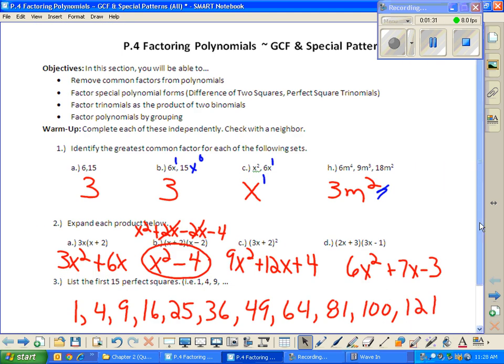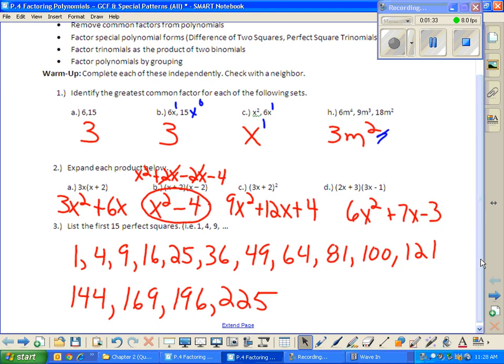So all in all, the answers to your warm-up, that is what they should look like there. So yeah, you did say 1A was 3, 1B was 3, 1C was X, and then 1D there is 3M squared. Number 2, distributive property, 3x squared plus 6x. Part B is x squared minus 4.